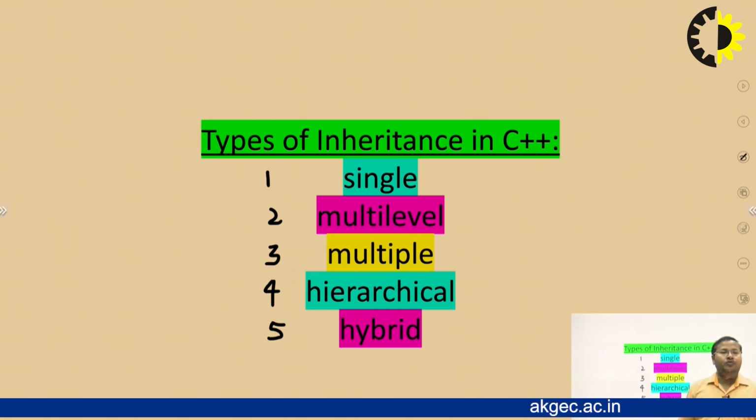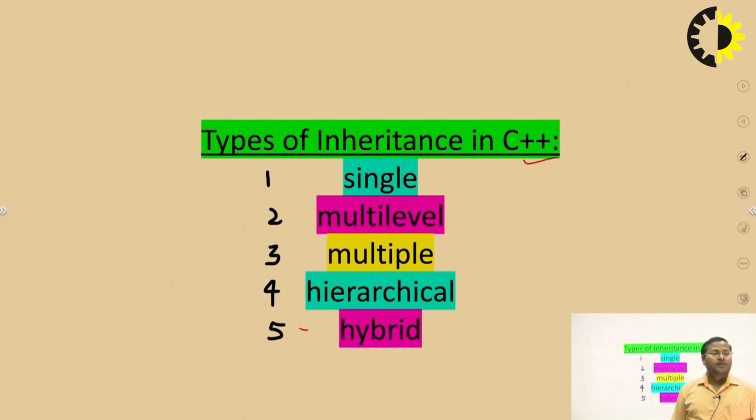Now I am going to discuss in detail the types of inheritance in C++. The first is single inheritance, second is multilevel inheritance, third is multiple, fourth is hierarchical and fifth is hybrid. I am going to discuss each one of them one by one.